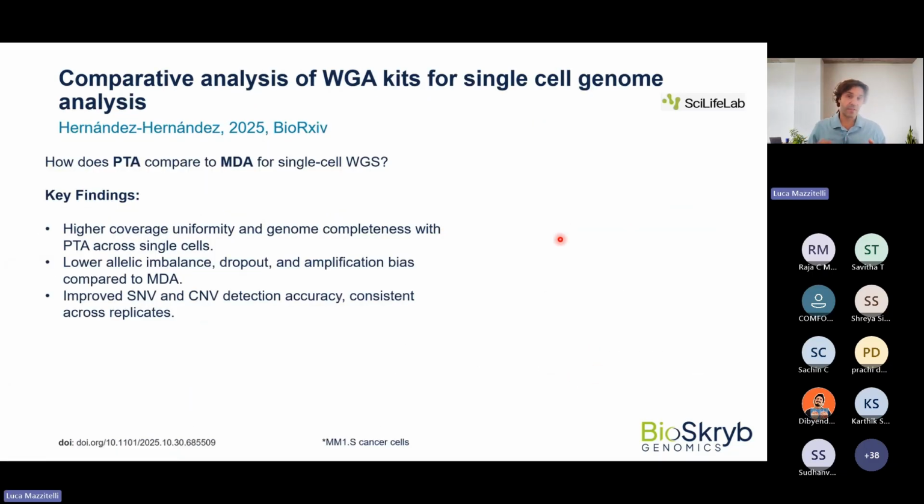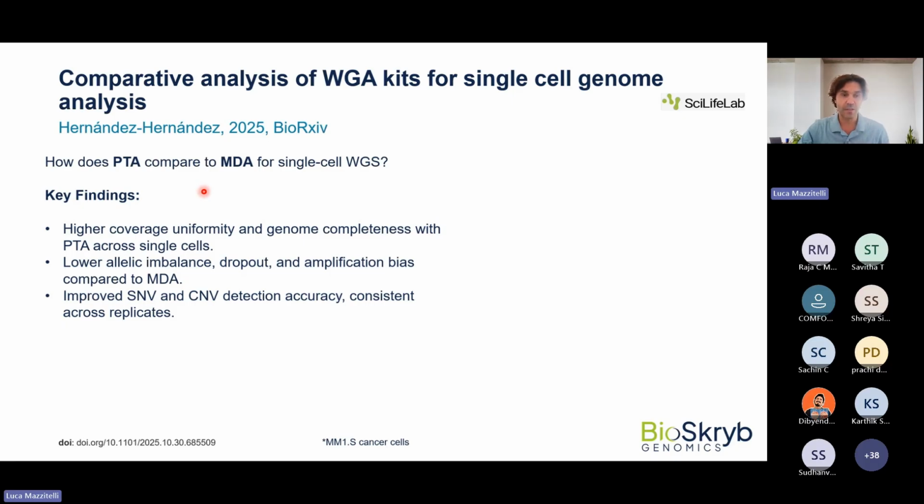This is a comparison that we did in 2021. There were also other papers, as I showed you, for the superior allelic balance that came up in 2022. Recently, there is a preprint provided by the SciLife Lab in Sweden at Karolinska, where they performed a comparative analysis of WGA kits for single-cell genome analysis. And they came out with the same results. So they wanted to compare PTA versus MDA.